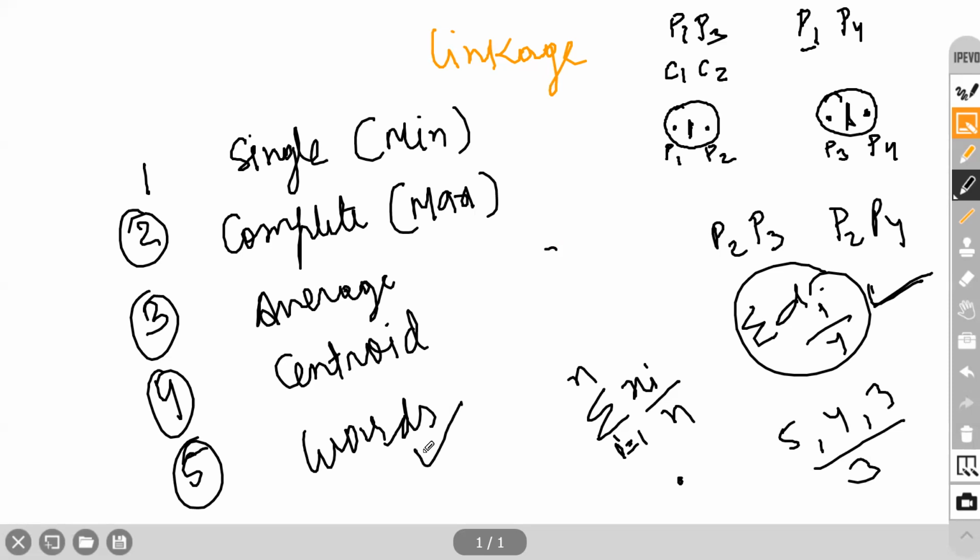Now there is Ward's method. Ward's method actually takes the variance into account, the sum of squares. So what happens is, it decides that suppose, let me do this. I can do this, right?